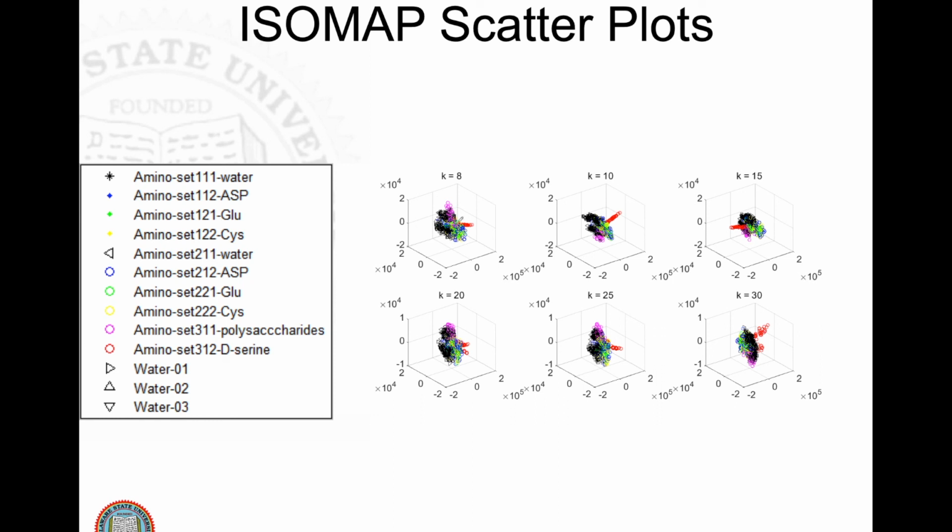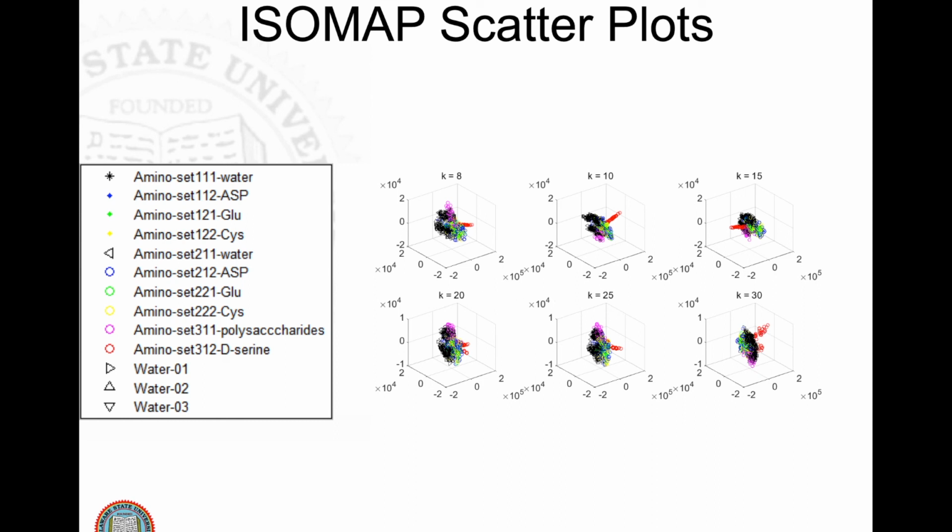Here, for the smallest neighborhood, k equals 8, the points are pretty mixed in with one another. K equals 10, we see that D-serine starts to move off in this point cloud. The points corresponding to different compounds start to separate a little bit. We get a little more separation at 15, and if you look at 30, D-serine is really far off.